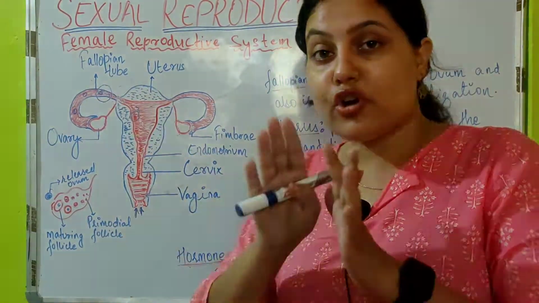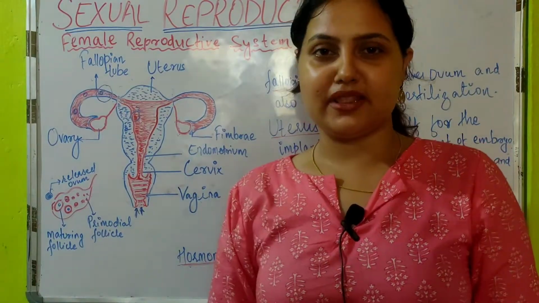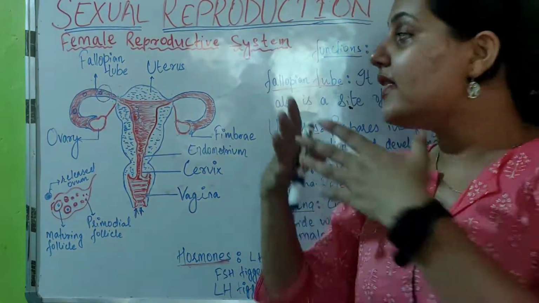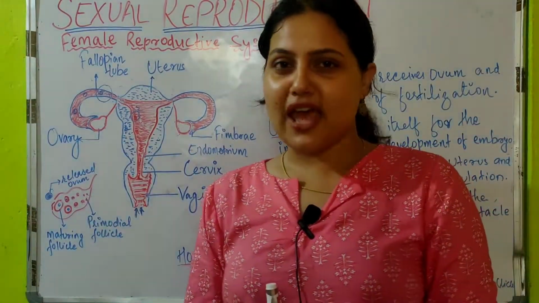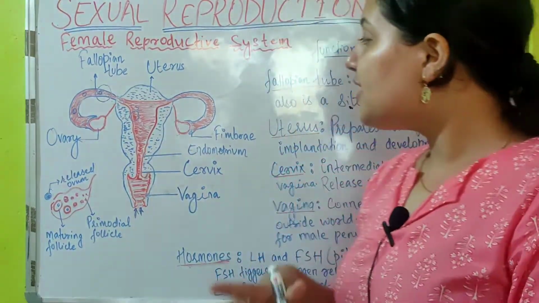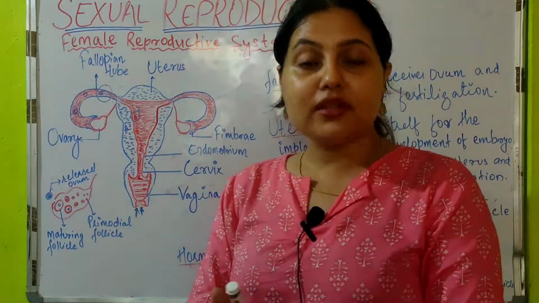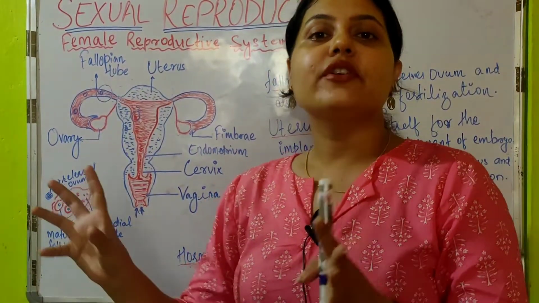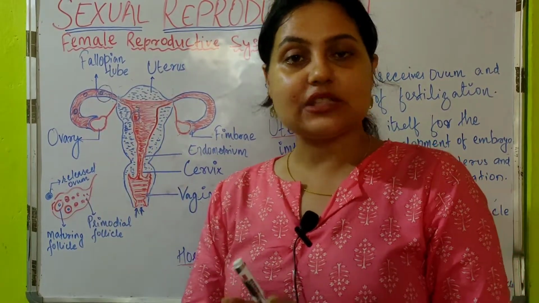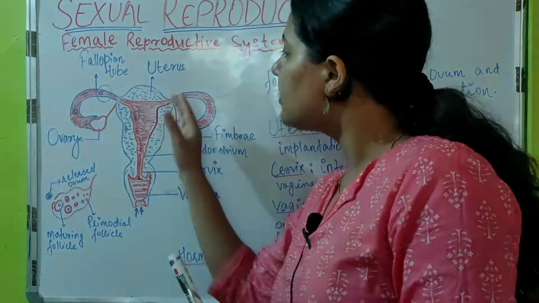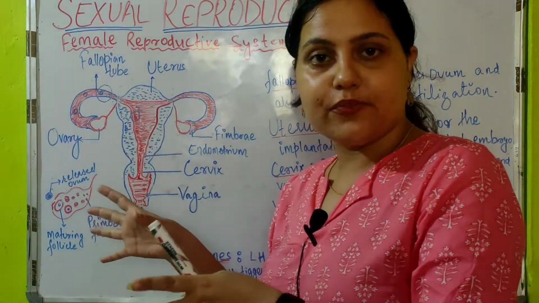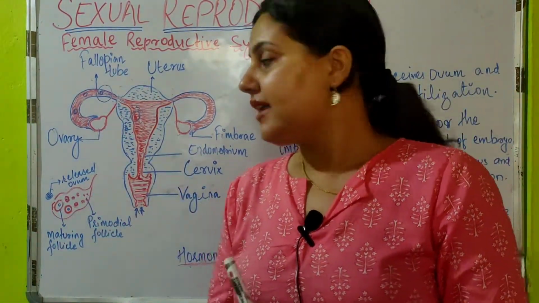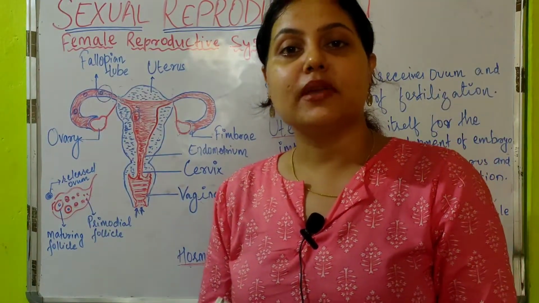if the egg does not meet the sperm, then what happens in that case? If the fertilization does not occur, then what happens? That also we have to study, isn't it? If the fertilization does not happen, that is, if the egg does not meet the sperm, then after a period of 28 days, all the uterus lining will shed in the form of menstrual flow, and that is known as menstruation.